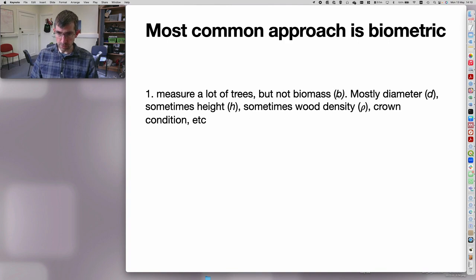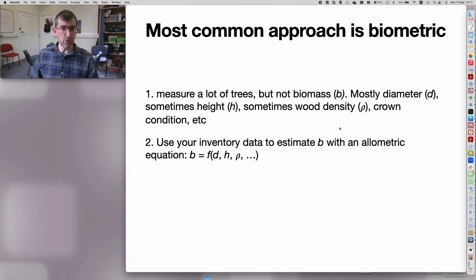But I'm going to use these abbreviations throughout. So B for a tree or a stem, a little b means biomass, a little d means diameter, a little h means height, and rho means wood density. So you go and collect that data on lots of plots, lots of trees. You can spend a lot of time doing your inventory work.